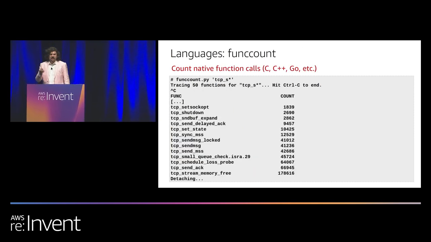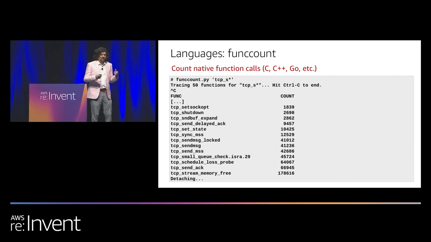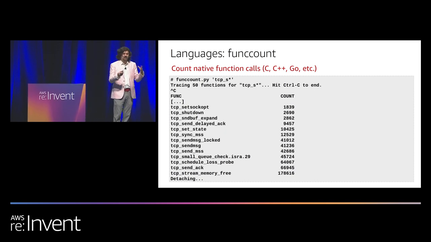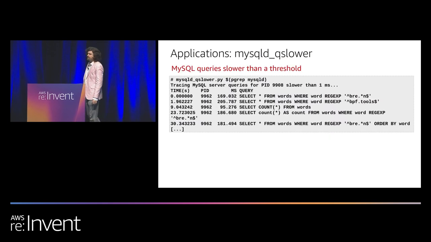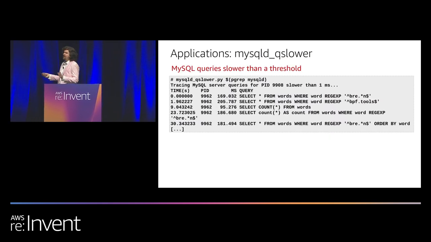I demonstrated func count earlier with my IWL driver, another tool to explore systems. What functions are firing? Here I'm looking at tcp_* for all the TCP functions in the kernel. This is a great way to take open source software and then learn about it. How is it operating in production? Which things are firing? A lot of my examples are kernel-based, but we can go into applications as well.